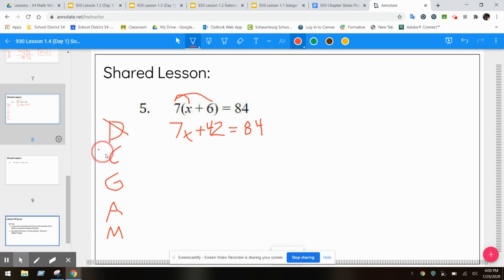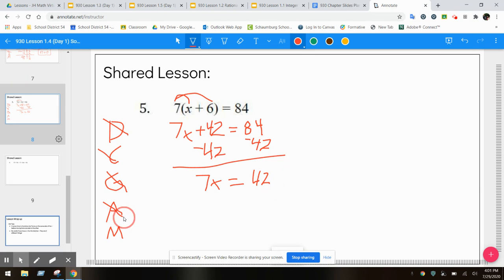Don't have to combine. Don't have to get the variable on one side. I'm already down to 2 steps left. Add or subtract my constant. So I'm going to subtract 42 from both sides. Subtract 42, subtract 42. Okay, so now I get 7x equals 84 minus 42, which is 42.